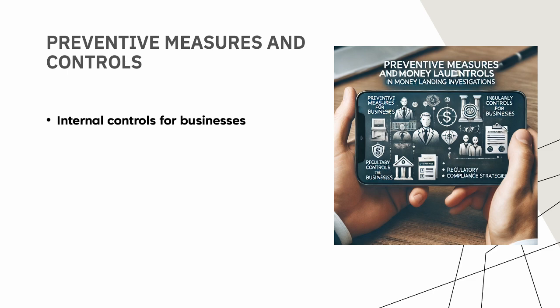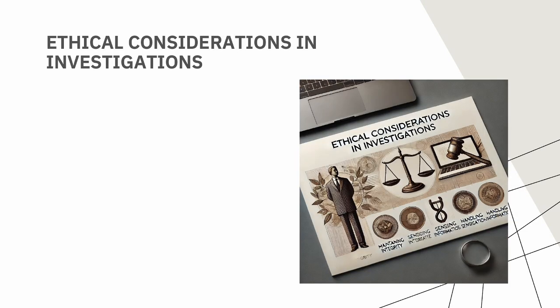Businesses can implement internal controls such as robust KYC, know your customer, procedures to verify the identity of their clients, and monitor their transactions for suspicious activities. Compliance strategies include regular audits, employee training programs on anti-money laundering laws, and establishing a compliance department dedicated to overseeing and implementing AML policies.